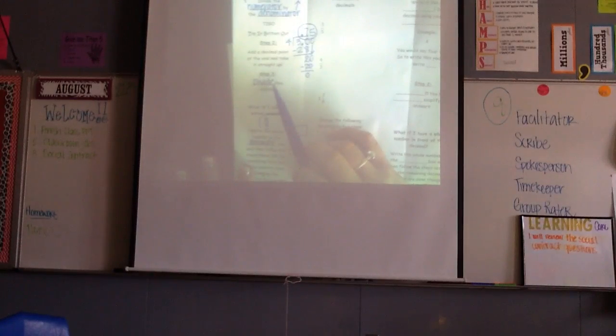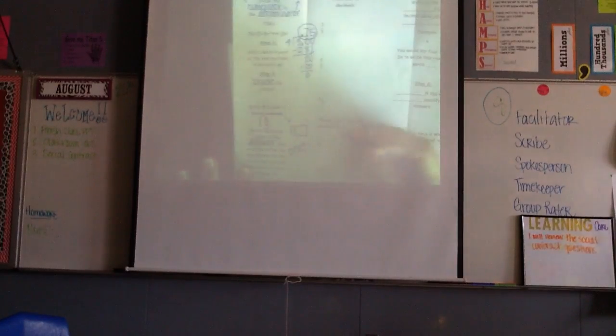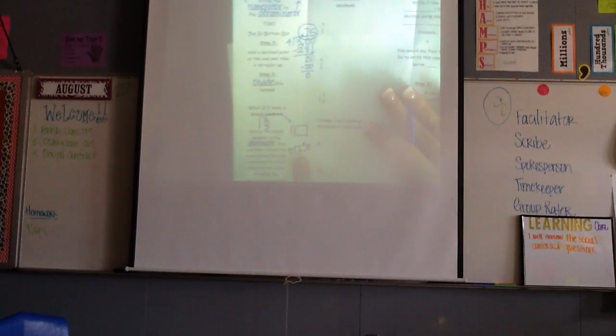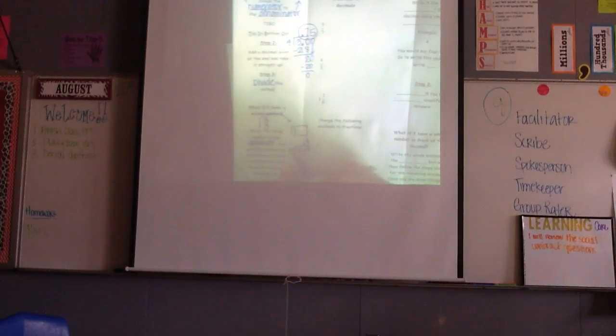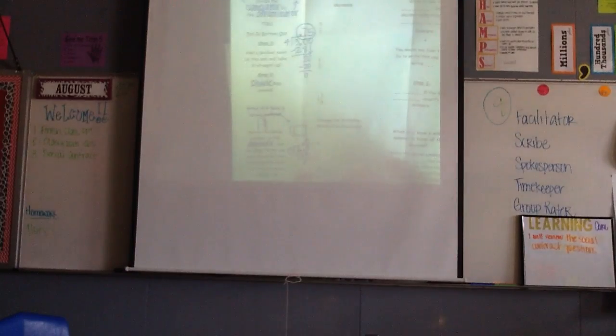Step 2, can't skip steps, is to add a decimal point at the end and take it straight up. So let's add our decimal point and take it straight up. Now it's divide like normal. 5 will not go into 2, so I'm going to add a 0. 5 will go into 20 how many times without going over? 4. And 4 times 5 is 20. 20 minus 20 is 0. Since I have a remainder of 0, I'm now done, and here's my decimal: 0.4.